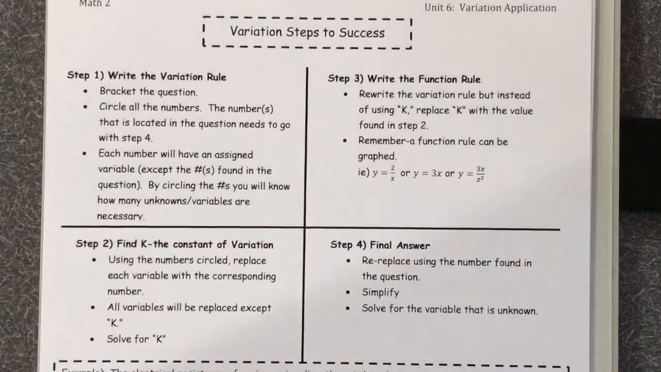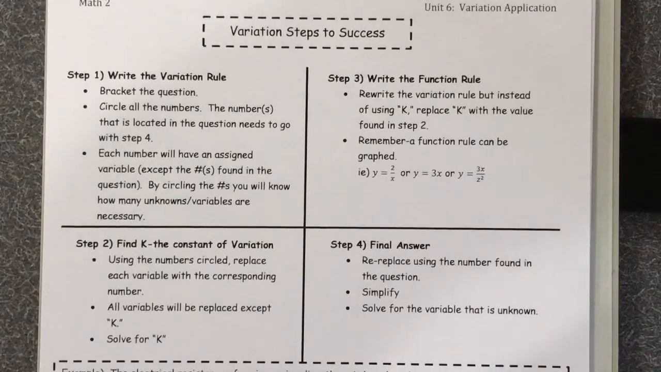So we started our new unit, Variation and Rational Functions, and we learned that variation is a function with several variables involved, variables that change. But all variation has what we call a constant of variation. And that's the one number that doesn't change while the other variables change.